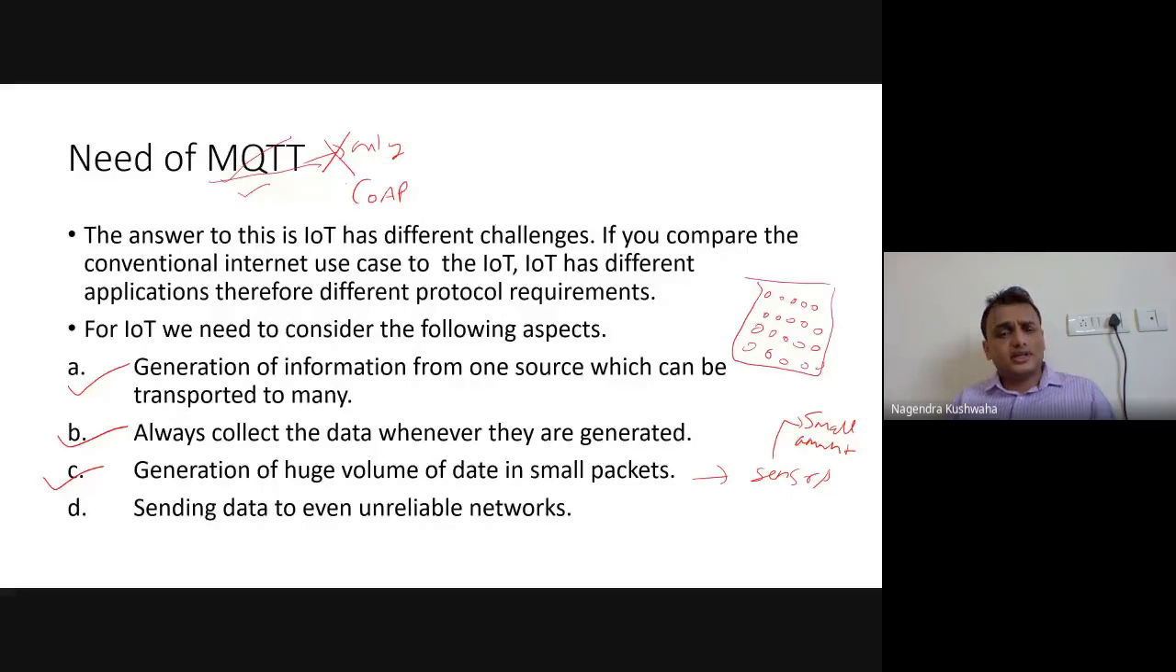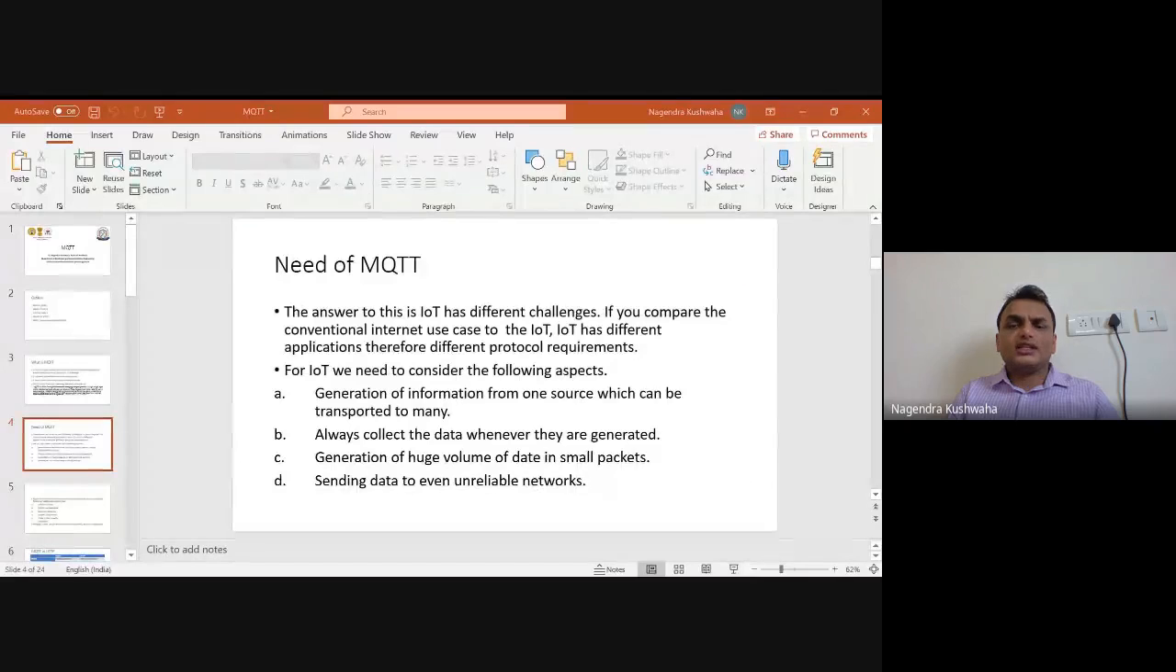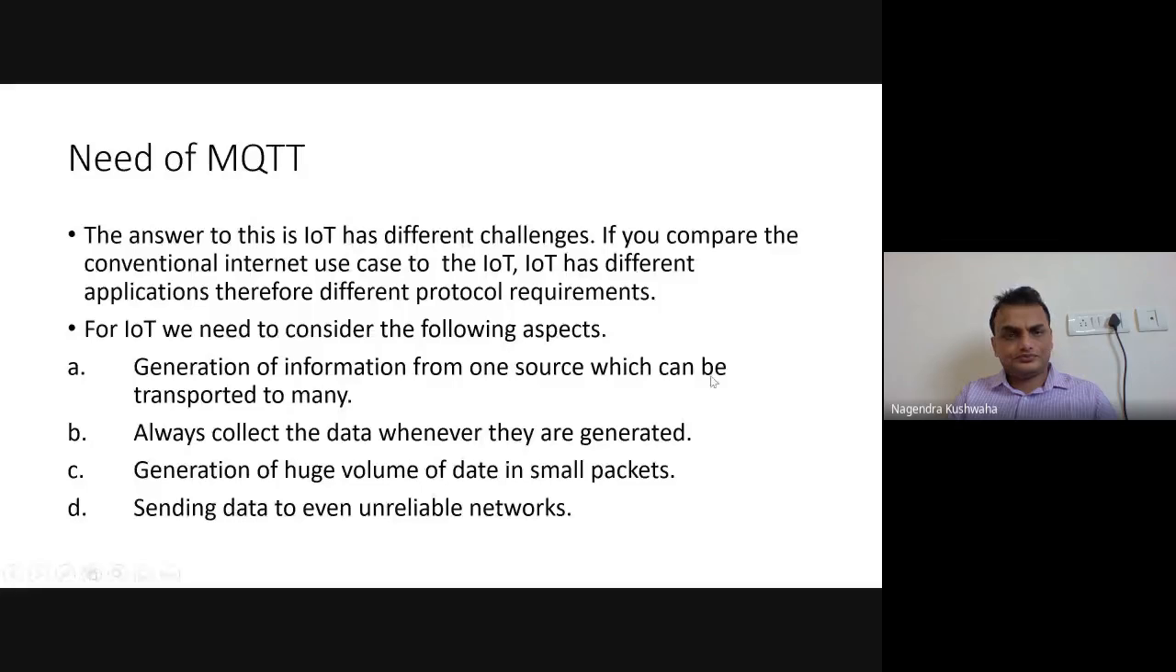And most importantly, the last part is that when you are sending the data, mostly you have unreliable networks, because when you talk of deploying your IoT, you generally deploy in remote locations, right? So there may be unreliability in the connections. Okay, these are the four important points.